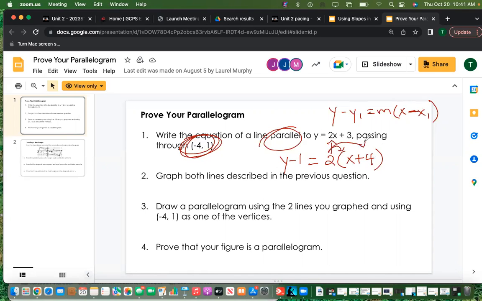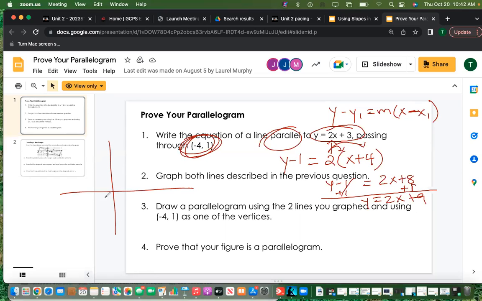I'm going to just distribute. If I distribute this, I'm going to get 2x plus 8. And then I'm going to move that 1 to the other side by adding it, right? So that's going to be y equals 2x plus 9. Okay, so you see how the original equation and this equation have the same slope, right? If you were to graph both of these lines on your paper, they would look roughly like this.